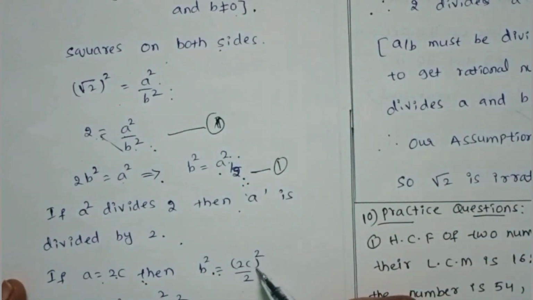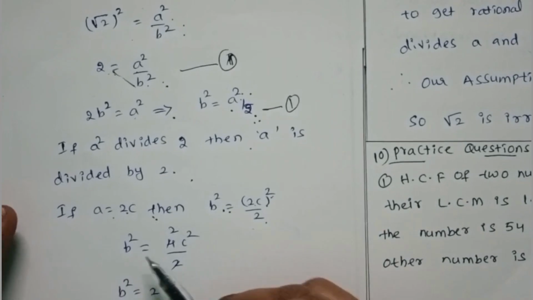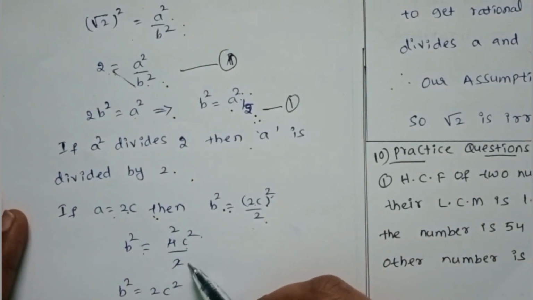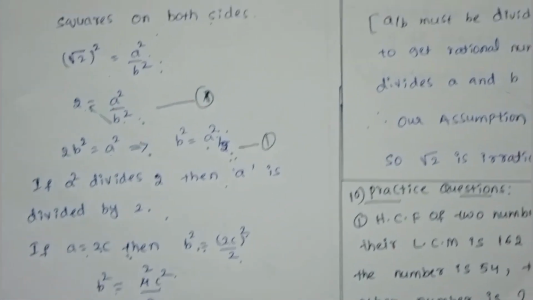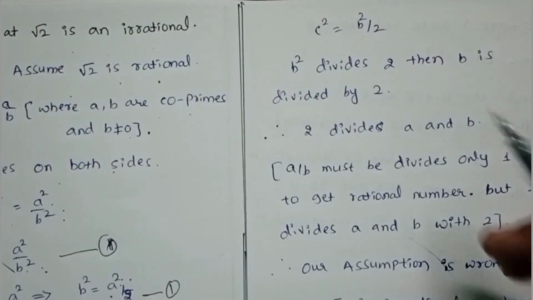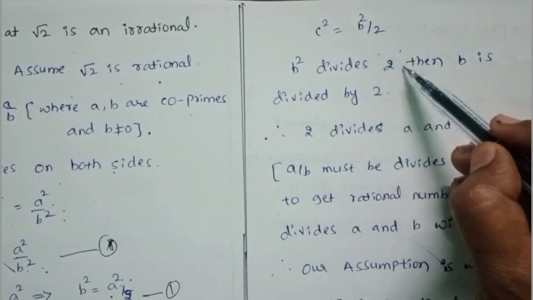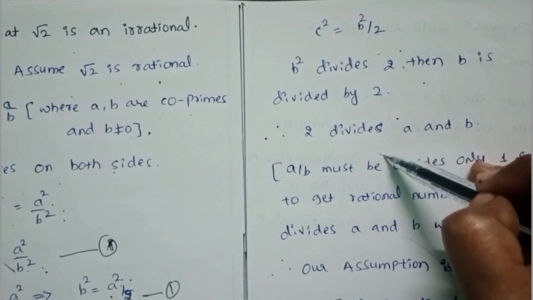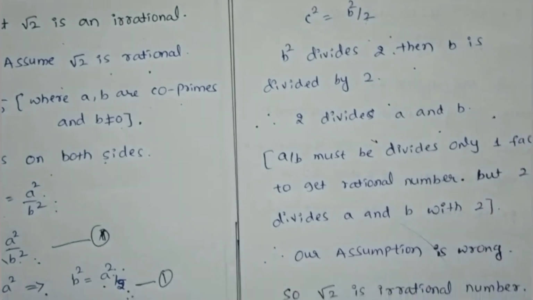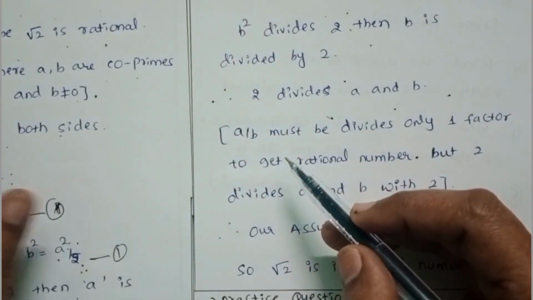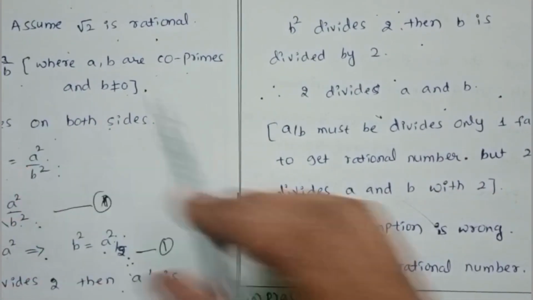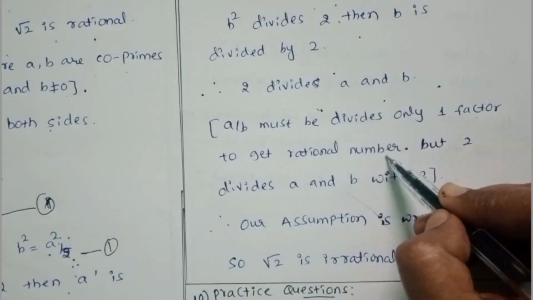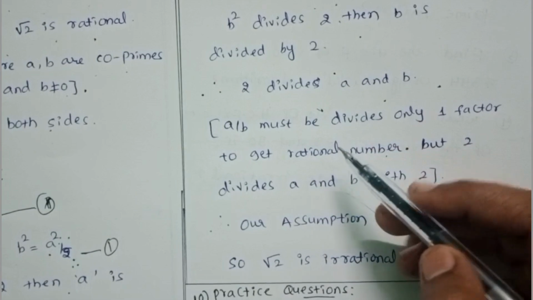B square is equal to 2C whole square by 2. So 2C whole square becomes 4C square. B square is equal to 4C square by 2. 2 1s are 2, 2 2s are 4. B square is equal to 2C square. Again write the C square value: C square is equal to B square by 2. If 2 divides B square, then B is also divisible by 2. Here 2 is dividing A and B. So what we have taken, A by B, are co-prime numbers. Co-prime numbers means the HCF must be 1, but 2 is dividing both A and B.